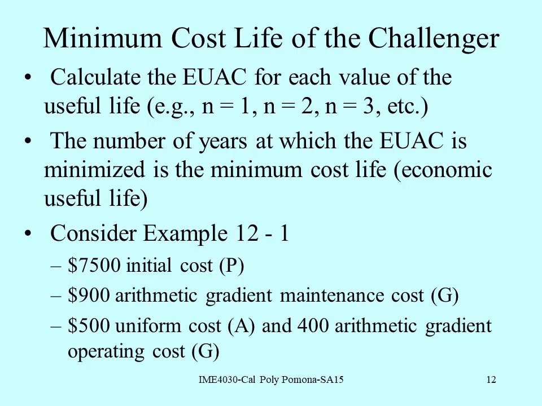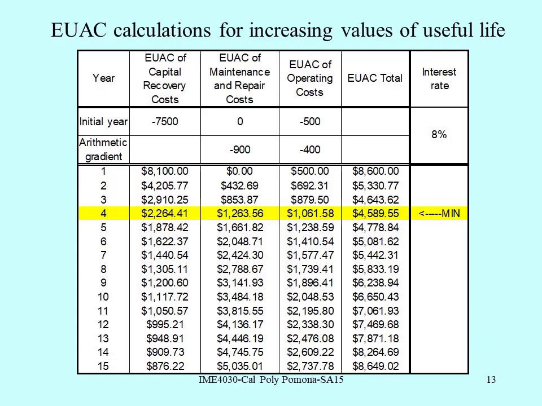And then it's got a $500 uniform cost and a $400 arithmetic gradient for operating. So it starts out at $500 a year for operating costs, and then it goes up $400 a year on top of that thereafter. Let's go to slide number 13.